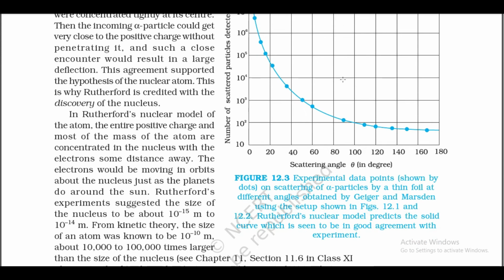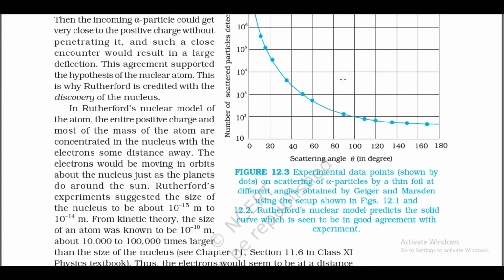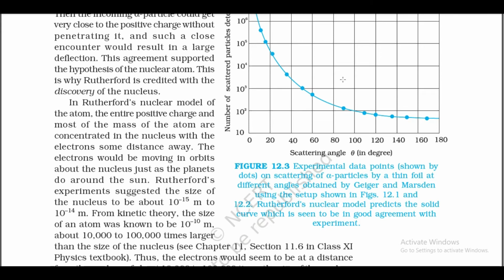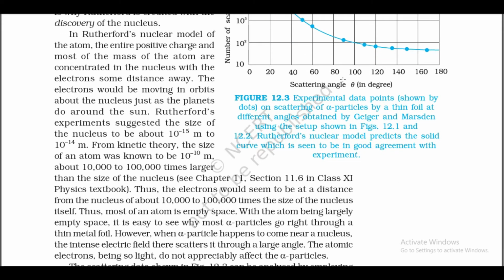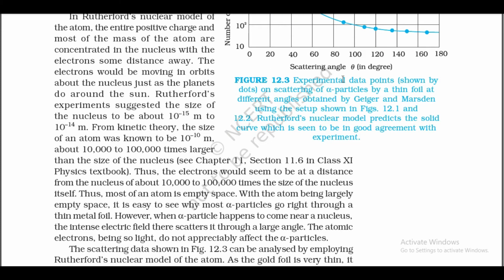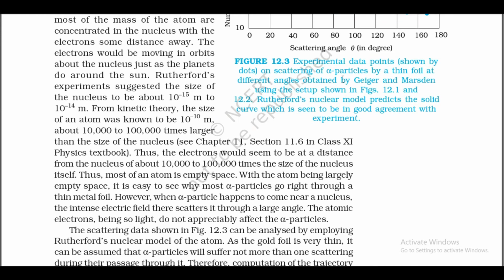The size of an atom was known to be 10 to the power minus 10 meter, about 10,000 to 100,000 times larger than the size of the nucleus. See Chapter 11, Section 11.6 in Class 11 Physics textbook. Thus, the electrons would seem to be at a distance from the nucleus of about 10,000 to 100,000 times the size of the nucleus itself. Thus, most of an atom is empty space.